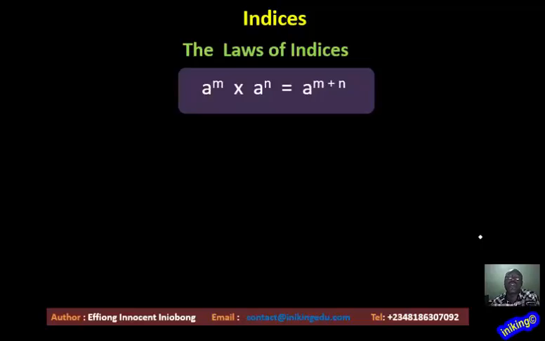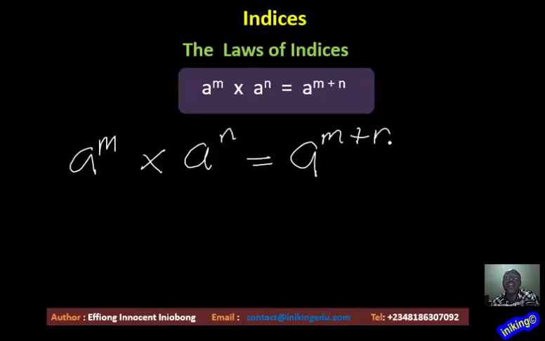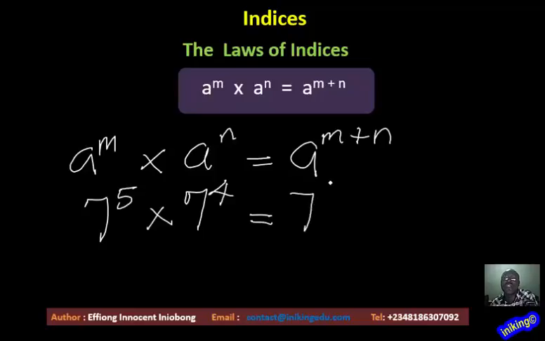Here on the screen we have that a raised to the power of m, multiplied by a raised to the power of n, gives us a raised to the power of m plus n. What does this imply? It means if I have a number, say 7 raised to the power of maybe 5, and I have the same number again, that is 7 raised to the power, let's say 4, this is simply, add up the indices, 5 plus 4, and that will give us 7 raised to the power of 9.